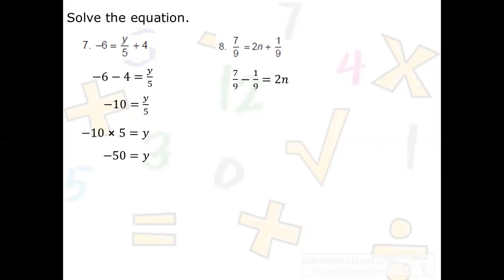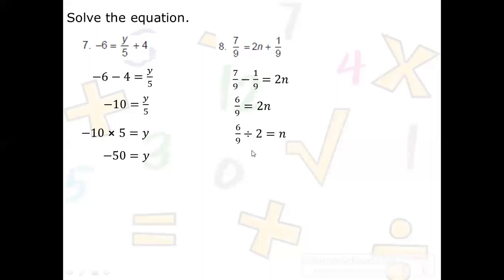So solve this further. First check whether you can subtract them. You can only subtract directly if the denominators are the same. If the denominators are not the same, you need to change them to equal denominators. So here both of them are 9, so we have no problem. We can just subtract the numerators. So 7 minus 1 will give you 6 over 9 equals 2n. So that's going to be 6 over 9 divided by 2, as this is 2 multiplied by n.